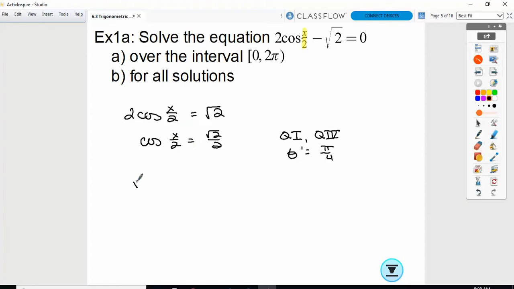So this means my angle, which is x over 2, could equal, in quadrant 1, pi over 4. In quadrant 4, it would be 7 pi over 4. So far, nothing is different, except right now, I don't have x equals, I have x over 2 equals. So if I want x by itself, what would we have to do? If you take everything times 2, pi over 4 times 2 is pi over 2. 7 pi over 4 times 2 is 7 pi over 2.